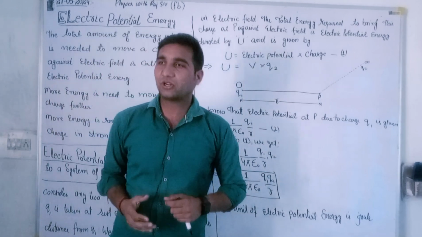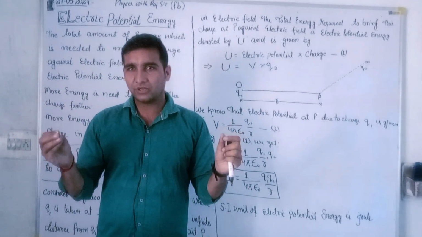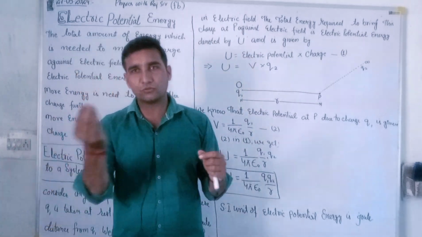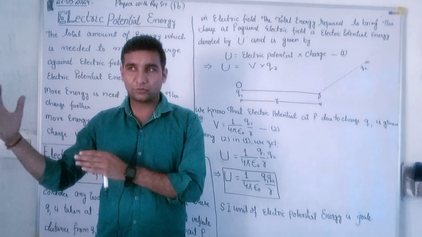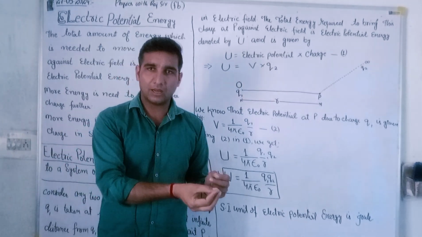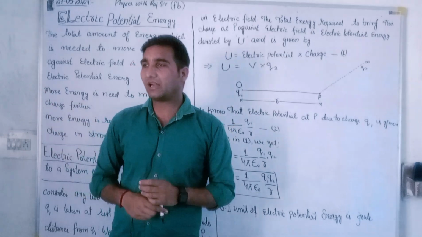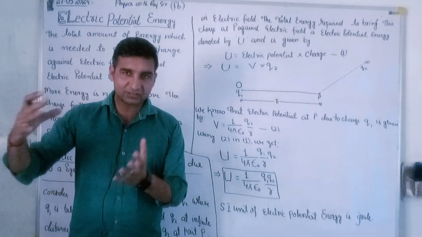And what was the potential difference? It is the limit actually, because between two points we bring a charge from one point to another point, and the work done during that process is called the potential difference. It is the difference of the potentials.